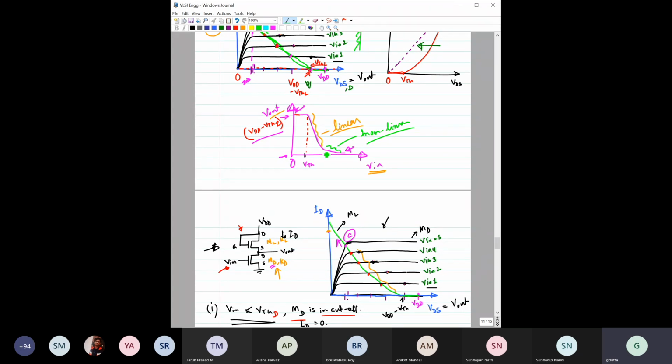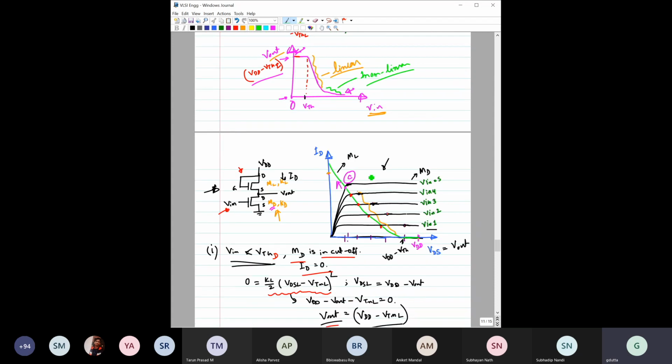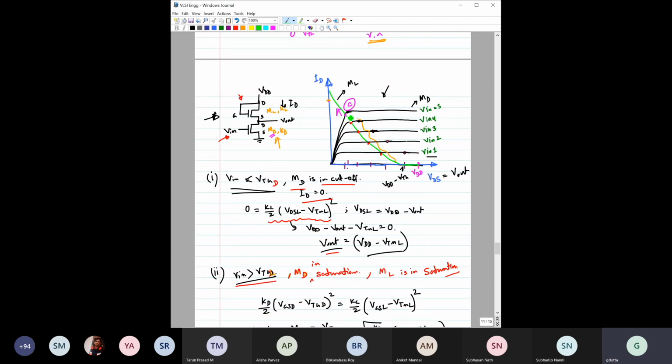What would be the point beyond which it will deviate from this linear to this non-linear region, right? Can you please tell me what would be this point C, or for what V in we will get this point C? Anyone? Let's see who can answer this. V out equal to V in minus VTHD. Exactly, you know that, right?